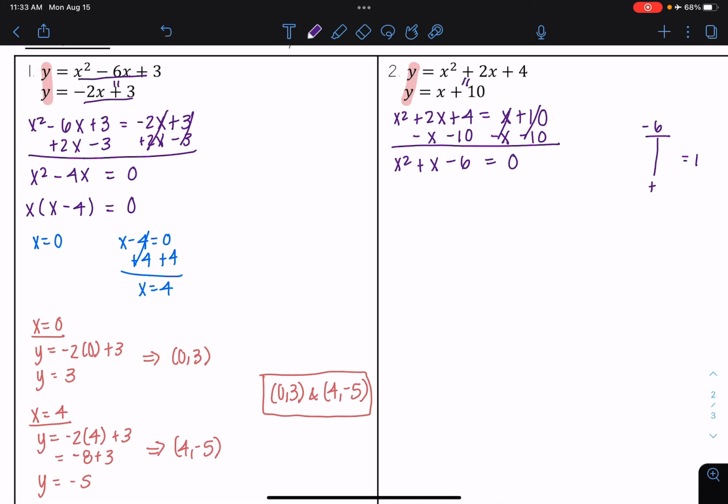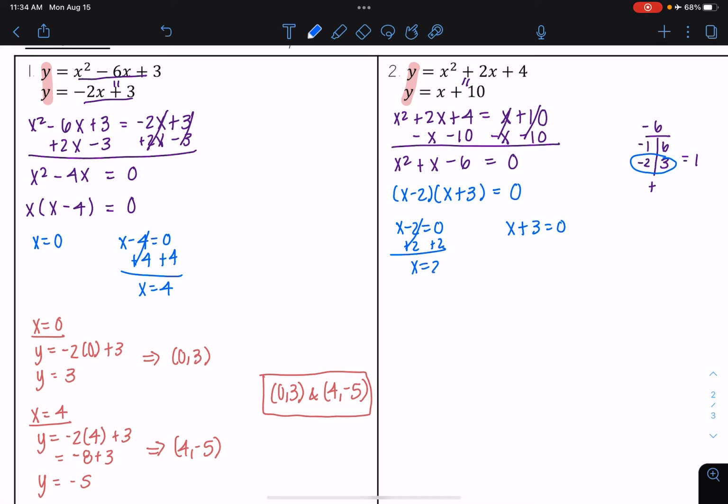Multiplying to a negative number, so one number needs to be positive, the other needs to be negative. It's adding to a positive number, so my larger number needs to be positive and my smaller number needs to be negative. So I have negative 1 and 6, negative 2 and 3. And so I see that negative 2 plus 3 equals 1. And so I have x minus 2 times x plus 3 is equal to 0. And solving that, I have x minus 2 equals 0, x plus 3 equals 0. So I have that x equals 2, and x equals negative 3.